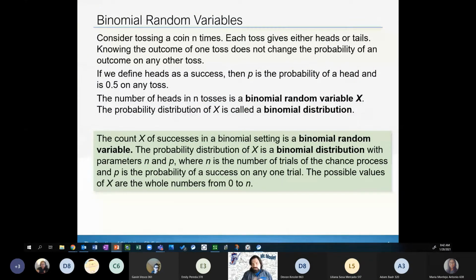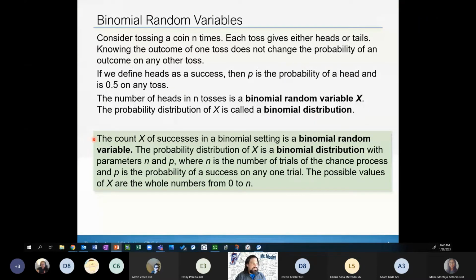So consider tossing a coin n times. Each toss gives either heads or tails. Knowing the outcome of one toss does not change the probability of an outcome of any other toss. If we define heads as a success, then p is the probability of a head and is 0.5 on any toss. The number of heads in n tosses is a binomial random variable x. The probability distribution of x is called a binomial distribution.